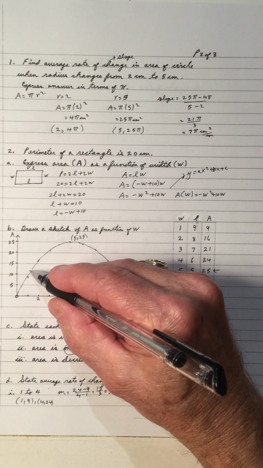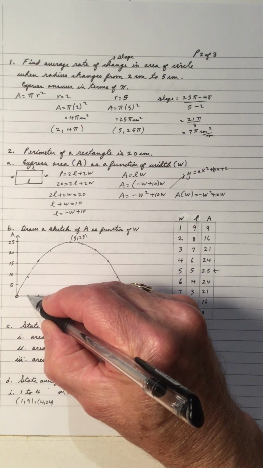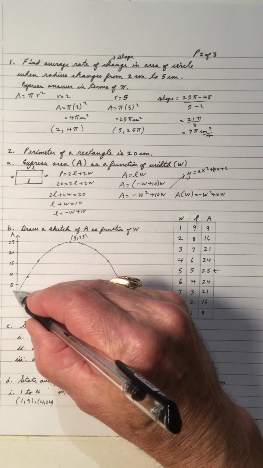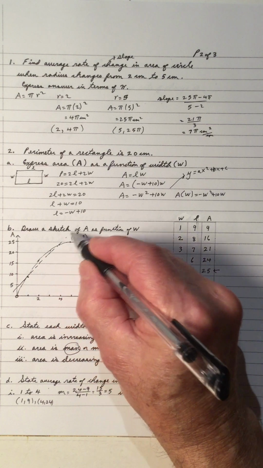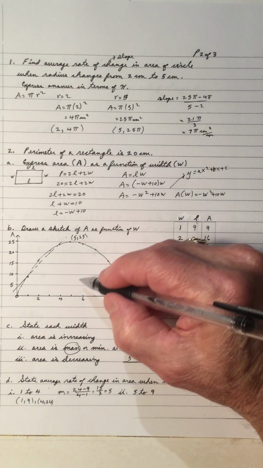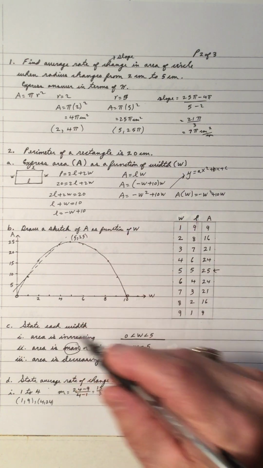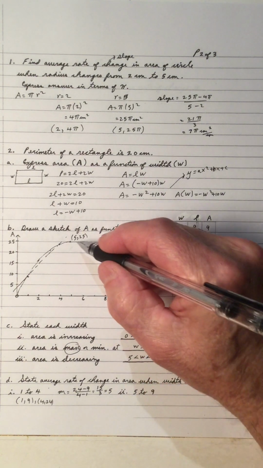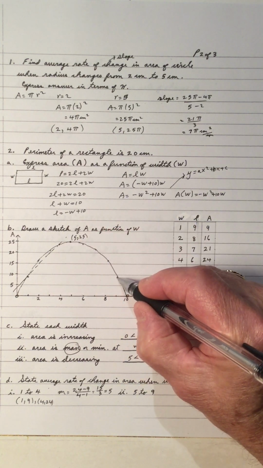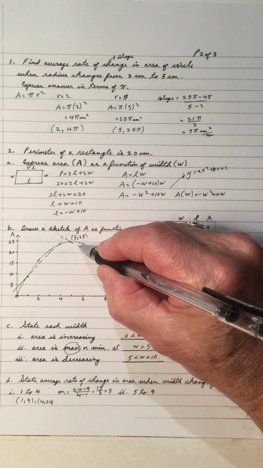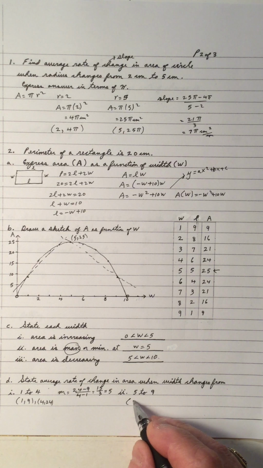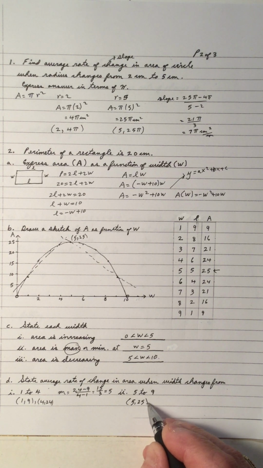And from 1, X is 1 right here, and X is 4 right here. So the slope of the line between these 2 points is 5. Now what's the slope of the line between 5 and 9? When X is 5, we have it here. When X is 9, we have it here. So we're looking at the slope of this secant right here.